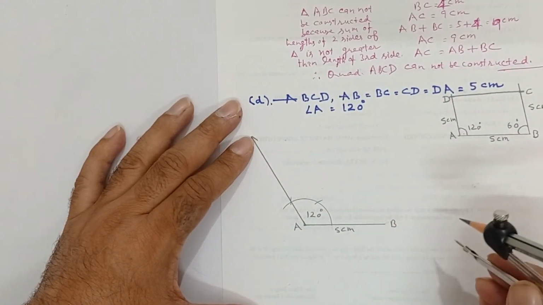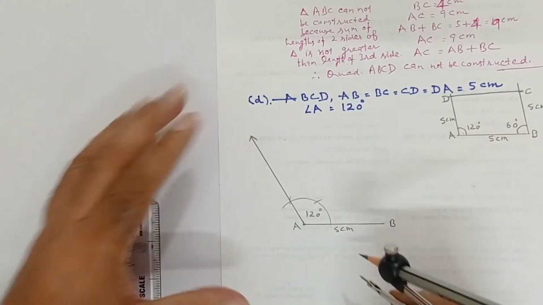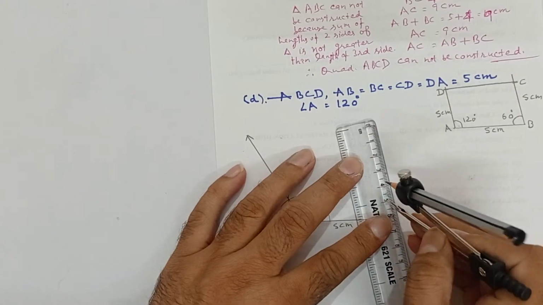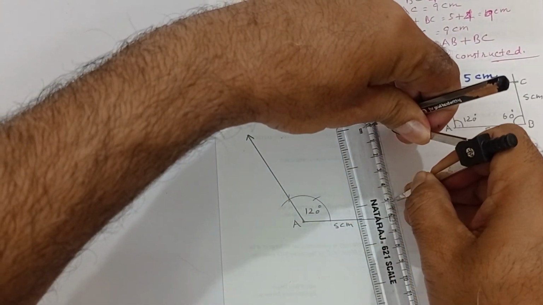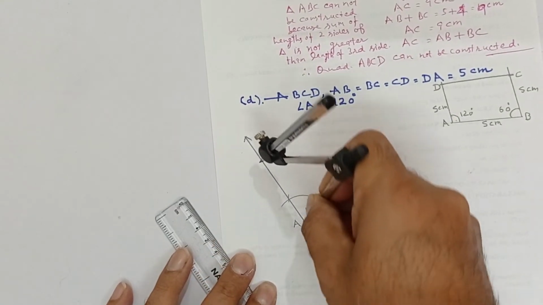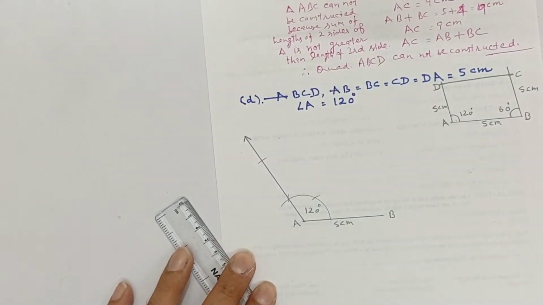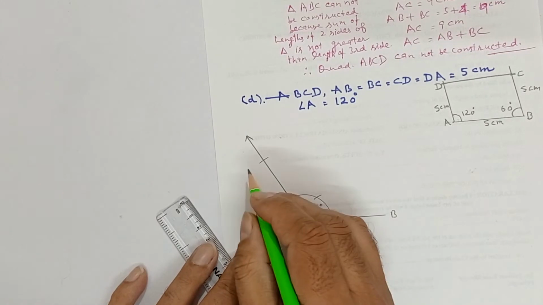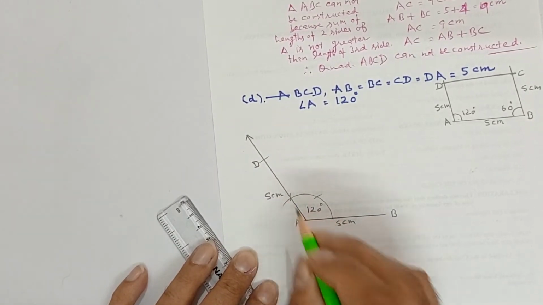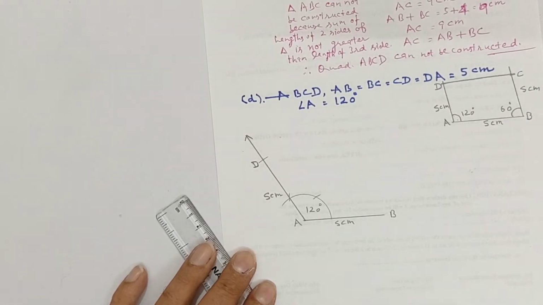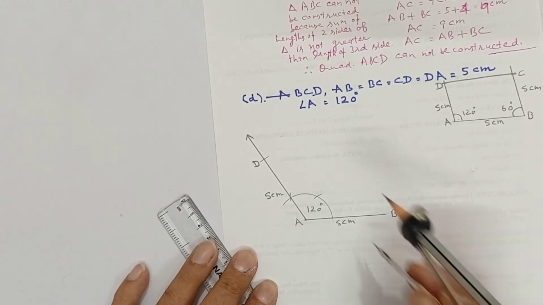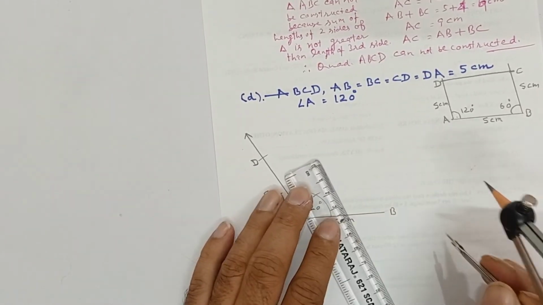Or we can do one thing. The compass can be opened to 5 centimeter here. Keep the compass tip here and cut an arc. Write this point as D, and it is 5 centimeter. No need to imagine 60 degree. It will come automatically. You will observe right now.